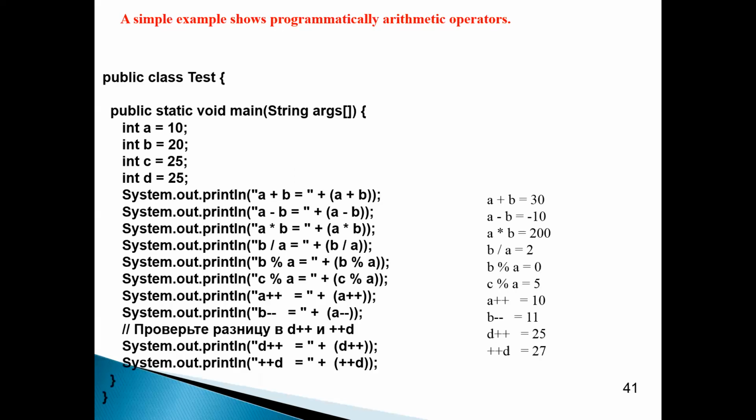Okay, next slide, guys. A simple example shows programmatically arithmetic operators. On the left, you can see a programming code, and on the right, you can see the result.